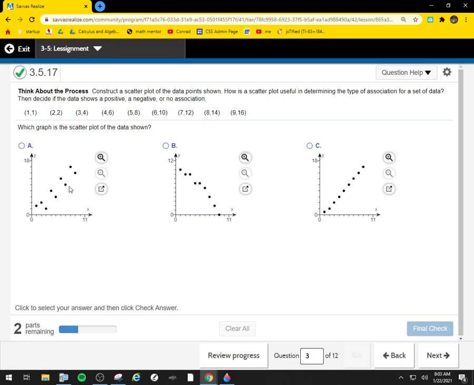Well, what about 6, 10? 1, 2, 3, 4, 5, 6. And if that's 18, 10 is going to be about halfway. So I would expect to see a point there. I don't. What about on C? 1, 2, 3, 4, 5, 6. About halfway. So that tells me this would be C.